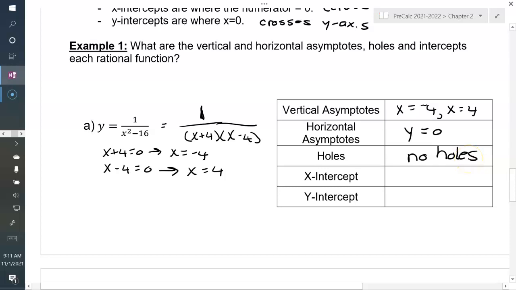X-intercept, that's where your numerator equals 0. My numerator is 1. It can never equal 0, so there is no x-intercept on this graph. Y-intercept, just plug in a 0 for the x. So for my y-intercept, I have y equals 1 over 0 squared minus 16 equals negative 1 over 16.